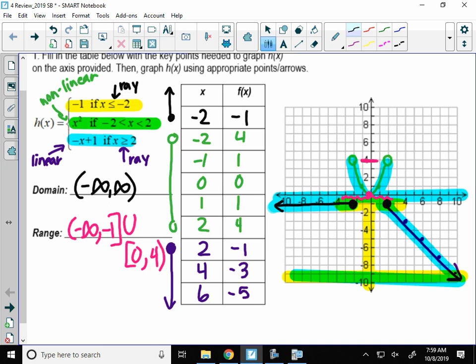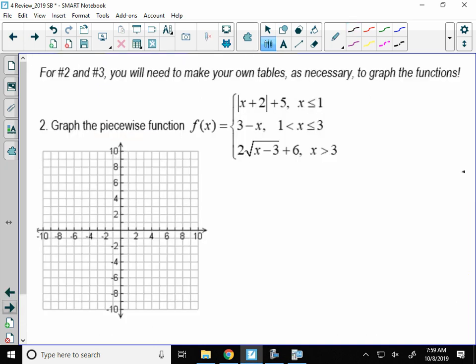All right, that's the first one. The next two, I did not give you tables, so you will have to make a table if you need. All right, so here's my piecewise function. Let's start again with the first equation.